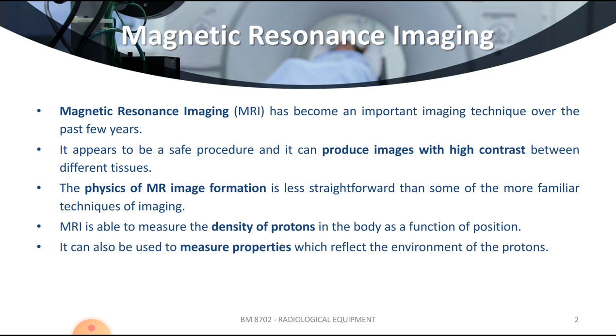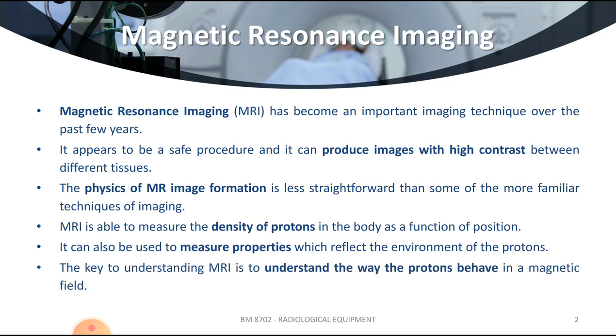It can also be used to measure the properties which reflect the environment of the protons. And the key to understanding is to understand how the protons behave in a magnetic field. So that is what forms the basis of MRI imaging. In the previous video lecture also you would have seen how the protons react in a magnetic field, right? So that is the main thing about MR imaging: the protons and their position, and how it is changing.